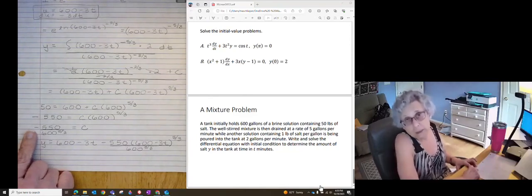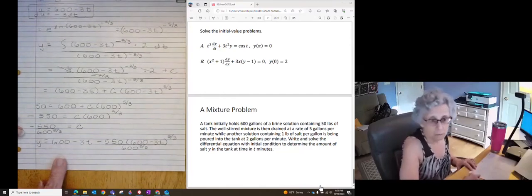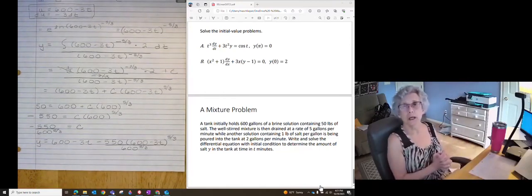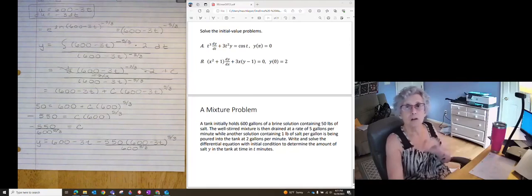Yeah, they're going to come out being that complicated looking. But that's okay. We have our function for the amount of salt at any time t. You can do this. You have learned all of the tricks we're going to learn this semester about differential equations.